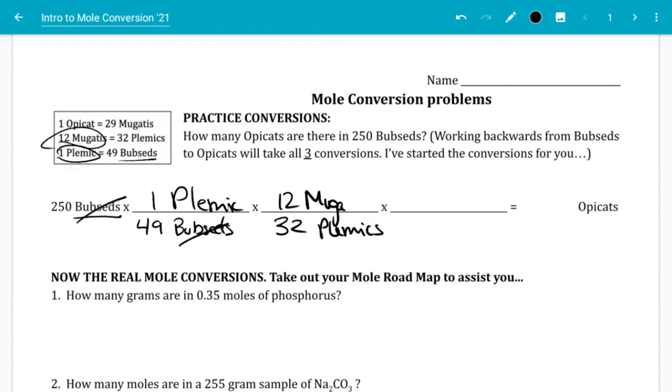Yes, these are entirely made up words. I made mugattis. I found a program on the internet that would make up words for me.